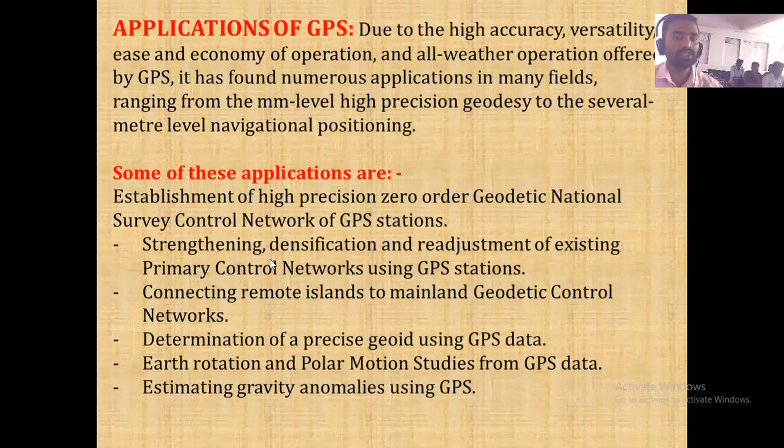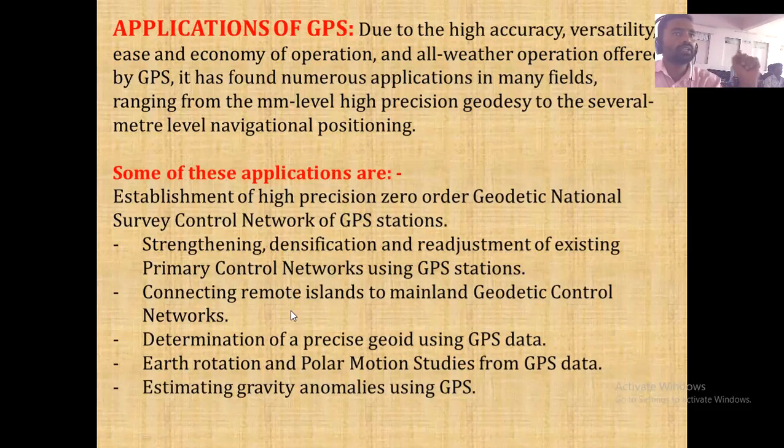Strengthening, densification, and readjustment of the existing primary control network using GPS stations. Primary control network means whenever you want to do survey work, first of all, you have to fix the points. Those points are called primary control points. While doing the survey work, first of all, we divide the entire area. The first point is your primary control point. So that point is strengthened, densified, and readjusted using GPS stations.